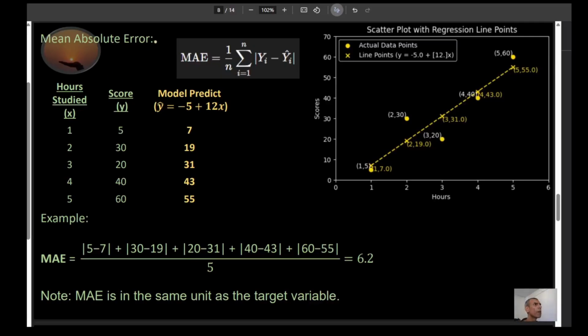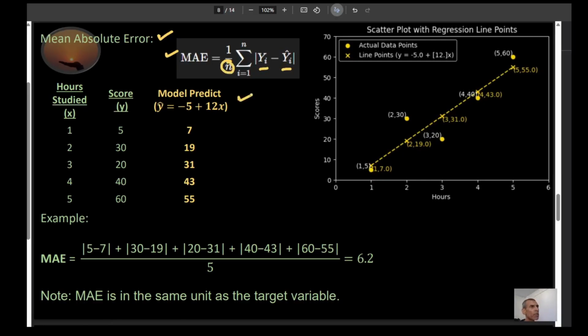And then you have mean absolute error. In this case, this is the expression for that. This is basically saying that you take the difference between the actual value and the predicted value, and then you take the absolute value of that. You basically remove the sign and you just add them all together. And then at the end, you divide by the total number of observations.